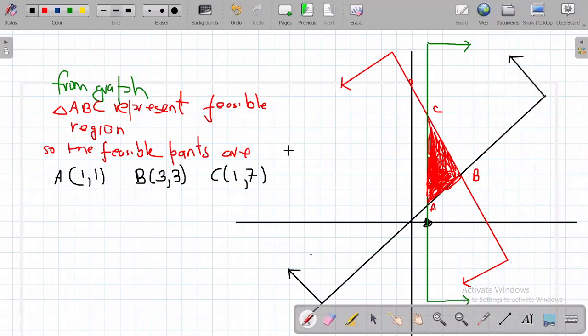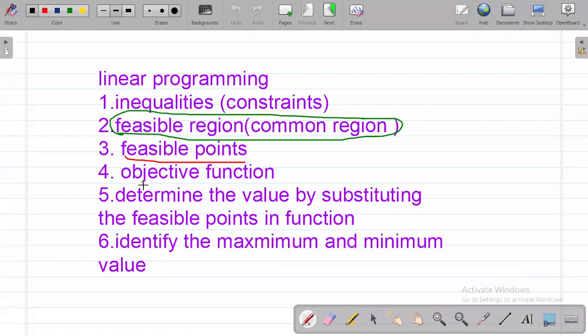So first of all, let's start from the beginning. There were three inequalities given. All these three inequalities we have to show in the graph, boundary line with boundary region. Then from the graph you have to identify the feasible region. Then we have to write the feasible points.